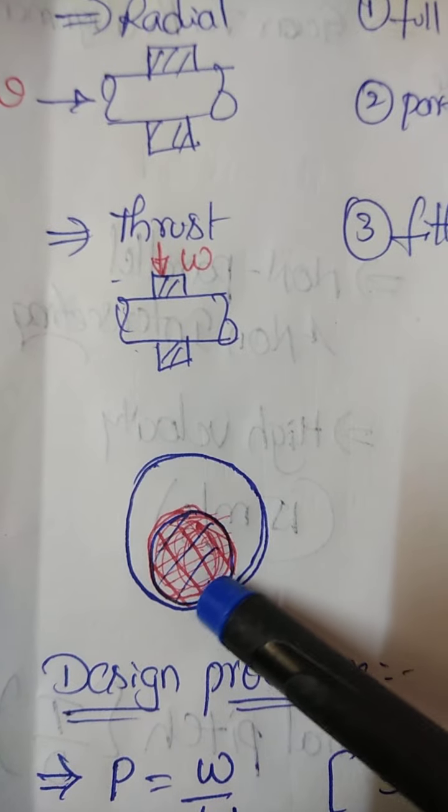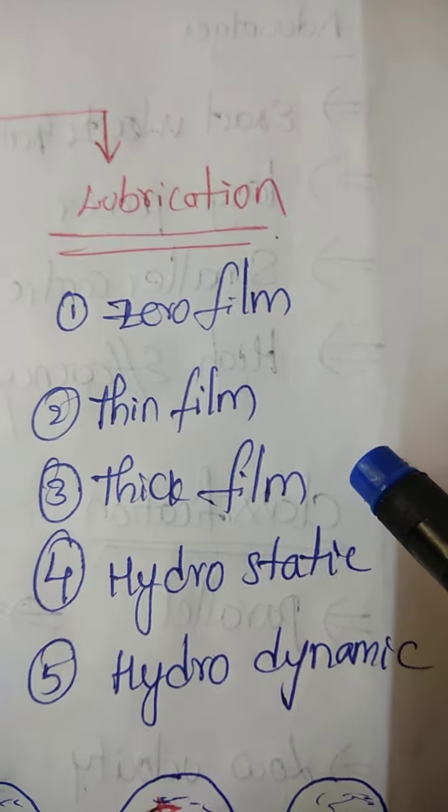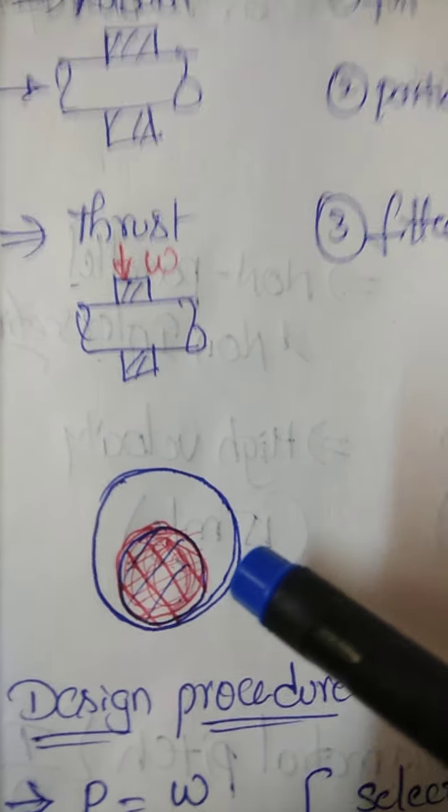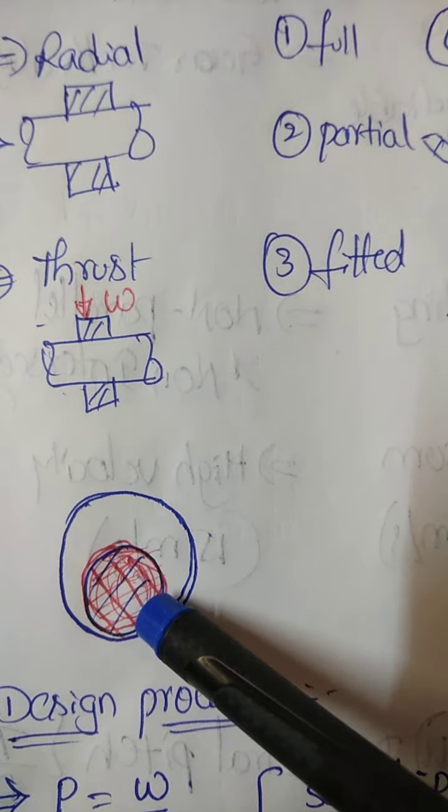Thin film: if you apply a thin film between these two contacting surfaces, then it is called a thin film lubrication system. Thick film: if the journal and bearing are fully separated by the lubricant between them, then it is called a thick film lubricant system.